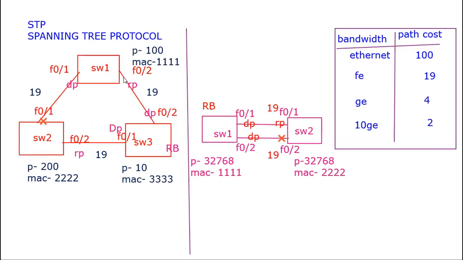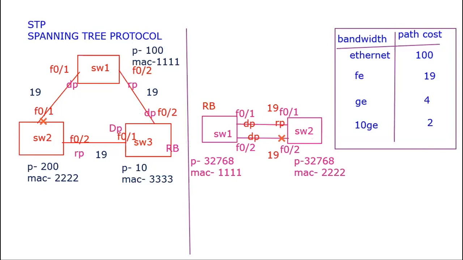So by this you can see for switch 1 and switch 2, only one link is up. Towards switch 3, one link is up, and the third, that is the redundant link, is in standby state. If any of the active links goes down, then the third link will come up automatically. So this is how STP works.